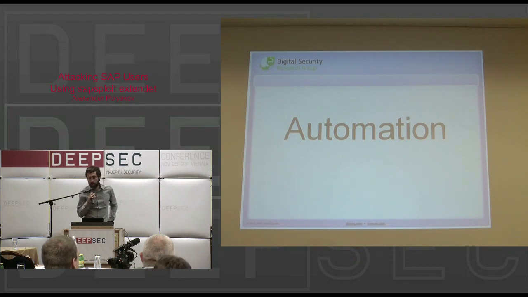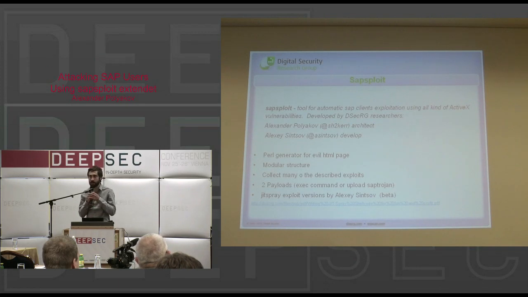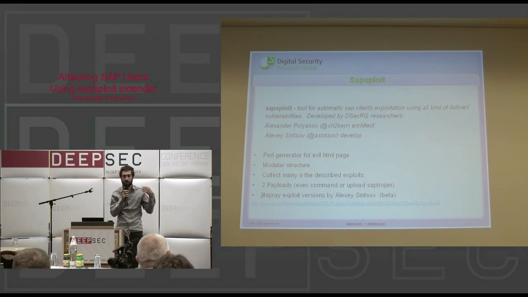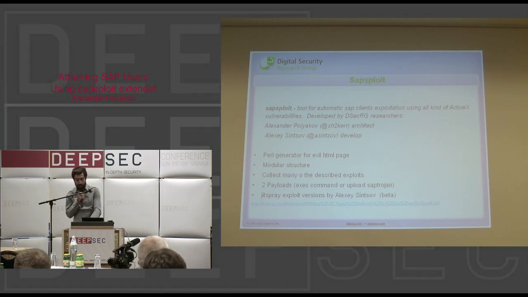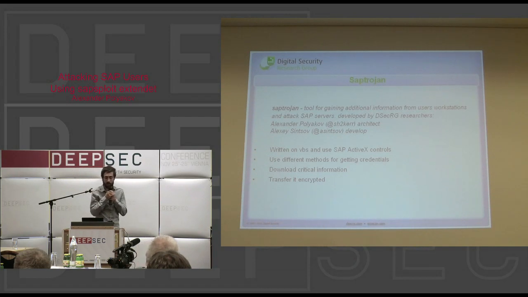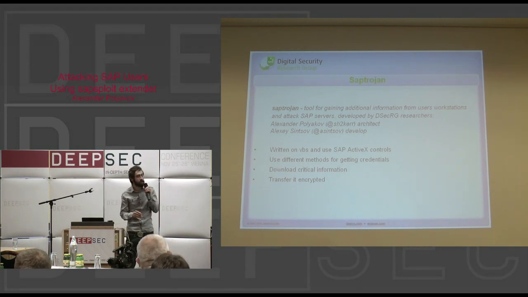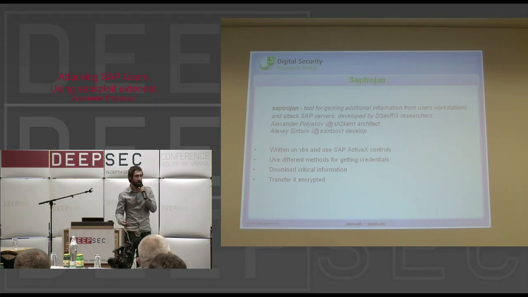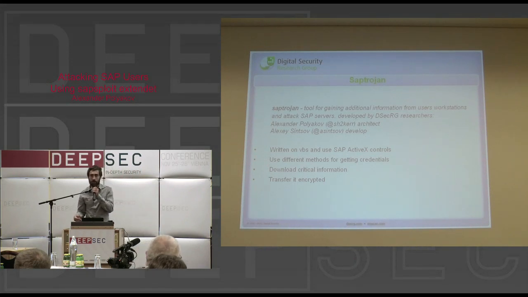However, there are many problems, and we need to automate it. And we decided to create a tool, the sapsploit, which is a kind of HTML page which tries to load all the possible ActiveX vulnerabilities and try to execute them and gain access to the user workstation. It was the first idea. But the second idea was, okay, we have a shell, what next? And we created the ACP Trojan. So these are Visual Basic scripts that use the SAP ActiveX controls, logon control, and table read control. This Trojan tries to connect to the SAP server, upload the critical information and send this to our servers.